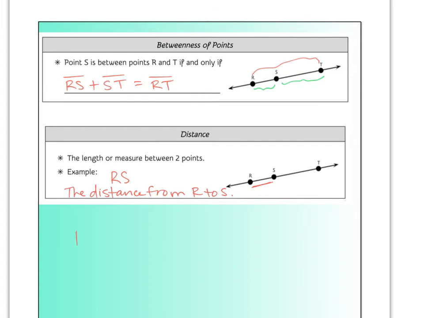So there are three symbols. You could have line RS. You could have segment RS with the bar above it. And you could have just a regular plain old RS with nothing above it, and that means the distance from R to S. You're going to see these three different symbols, or lack of symbols, throughout this chapter and throughout geometry.